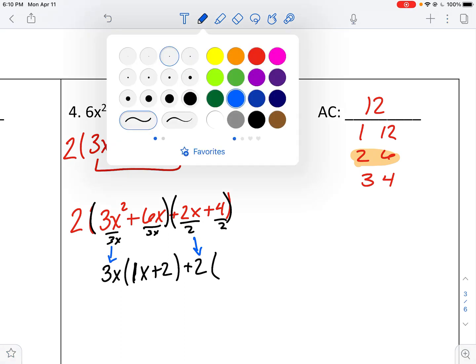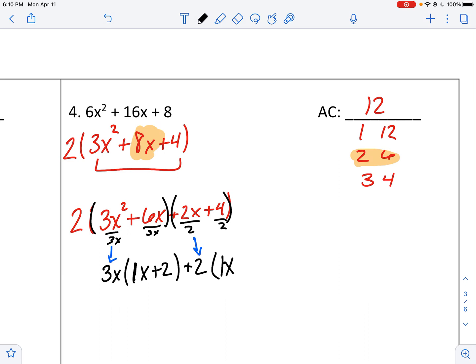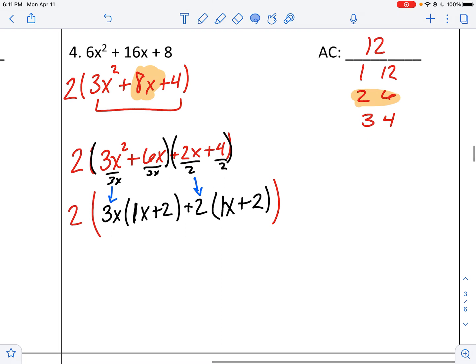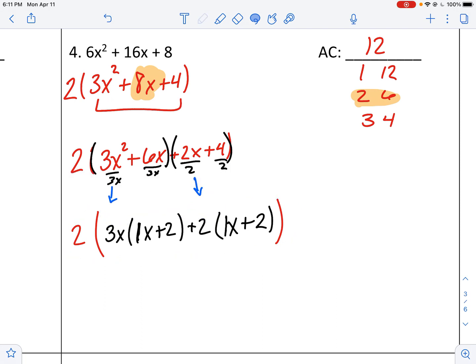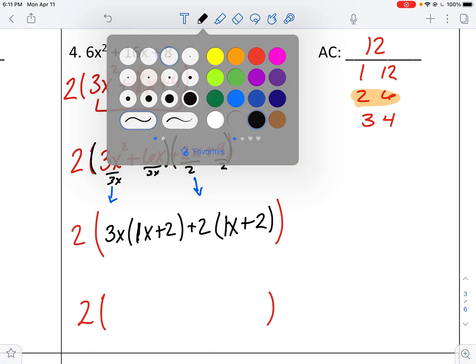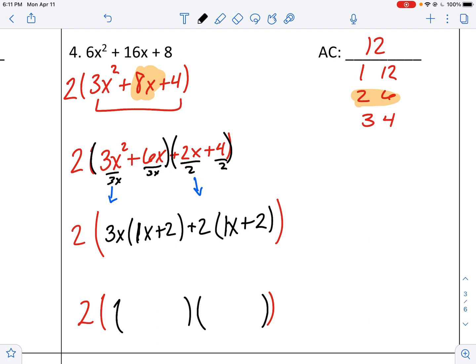2 divided by 2 would make a 1x. 4 divided by 2 would make a 2. Now a quick reminder that we have to keep that 2 out front. That's still there. And now if I were to simplify this, I'll keep that 2. And my 2 sets of parentheses, inside was 1x plus 2, outside was 3x plus 2.